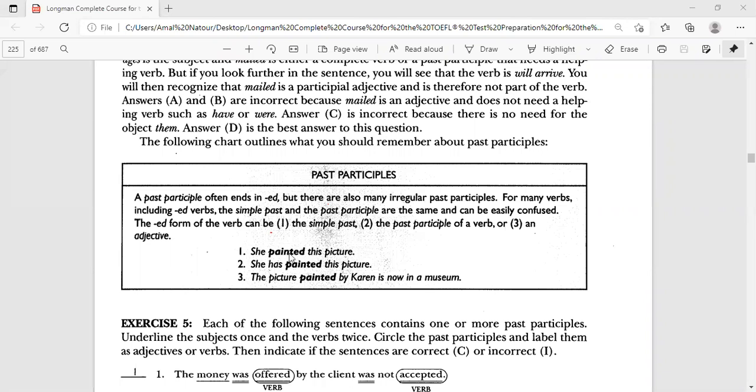Here, the ed form of the verb is a simple past verb. She has painted this picture. Painted here is the past participle form of the verb because it is preceded by has, have, or had. But here, the picture painted by Kevin is now in a museum. Painted here is an adjective because the verb here is is. Picture is the subject and is is the verb.